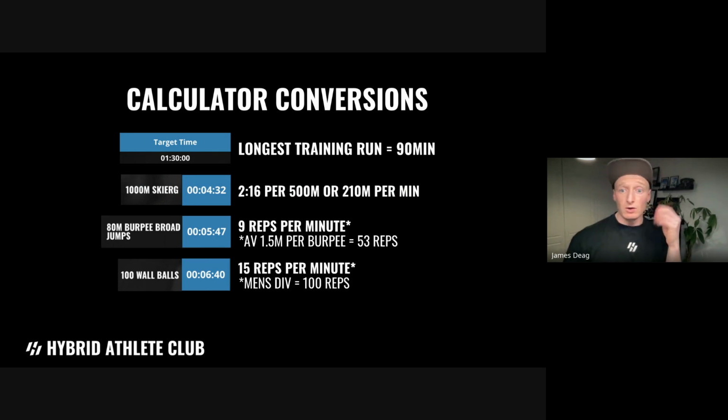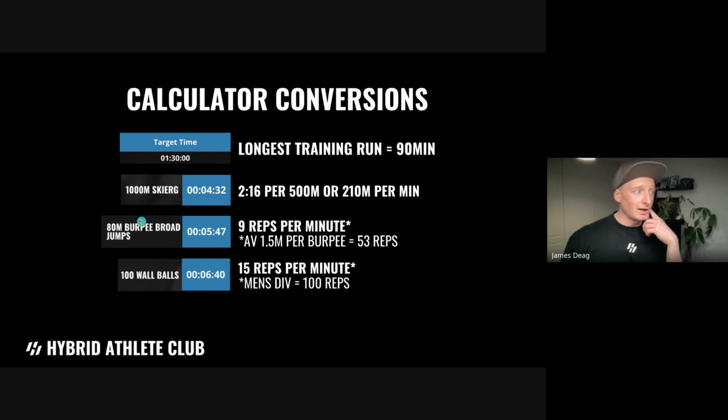For the movements that are reps based, we're looking at figuring out what our cadence needs to be for those. So for our burpee broad jumps, how many burpee broad jumps do we need to be able to do each minute on repeat in order to do the 80 meters that we'll need to do in the race in our target time? Now, on average, with a little bit of testing in the gym with both male and female athletes, we cover about 1.5 meters per burpee, which across your 80 meters is going to be, let's call it, 50 reps.